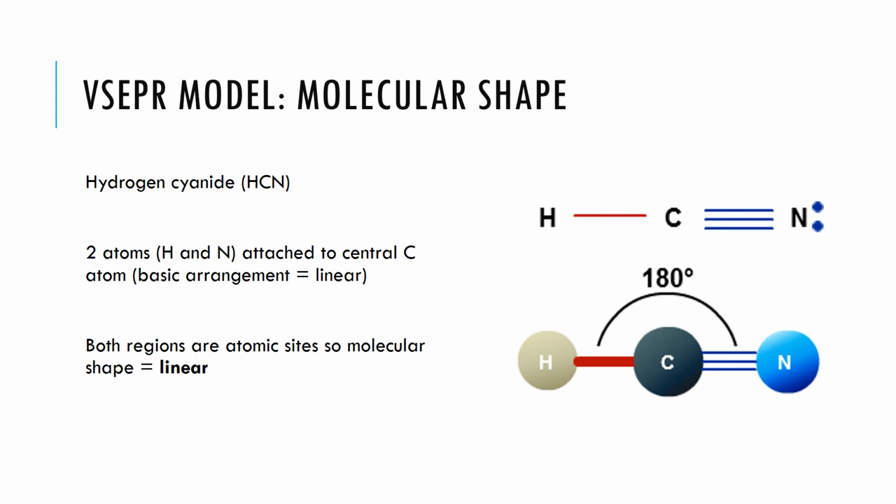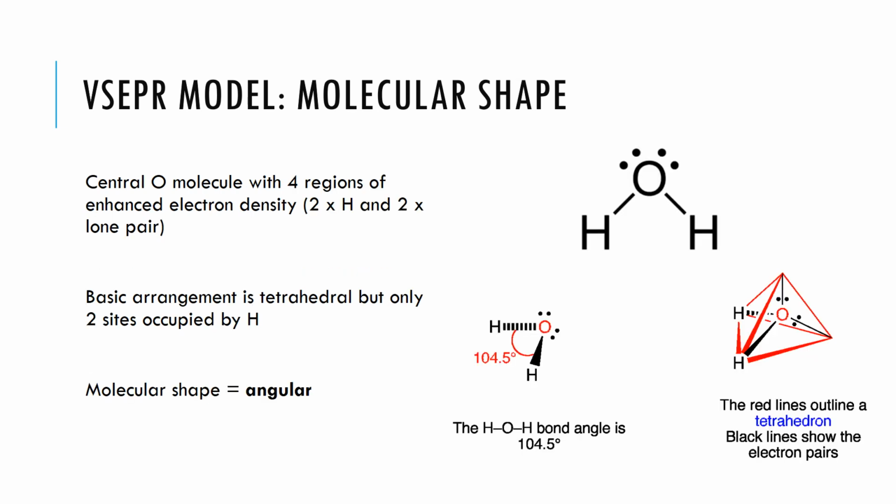Let's have a look at hydrogen cyanide. The top portion of the diagram on the right shows the Lewis structure. There are two atoms attached to a central carbon atom. The basic arrangement, the distribution of regions of enhanced electron density in this system, is linear, and both of these regions are atomic sites or molecular bonds. So the shape of the molecule is linear.